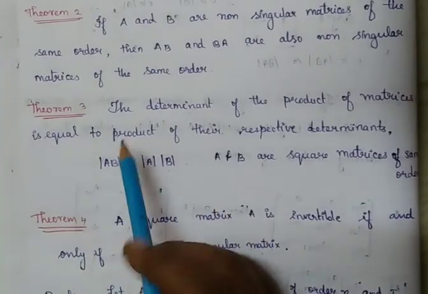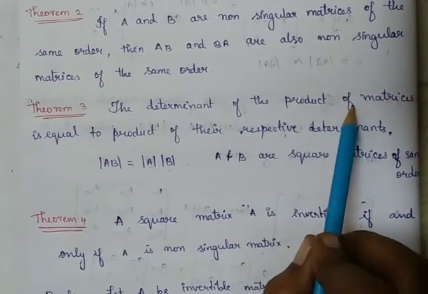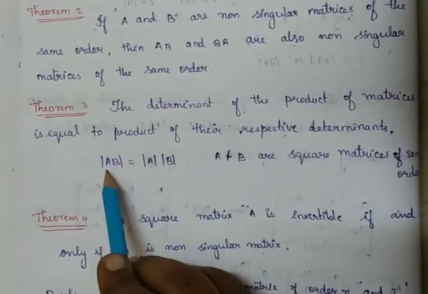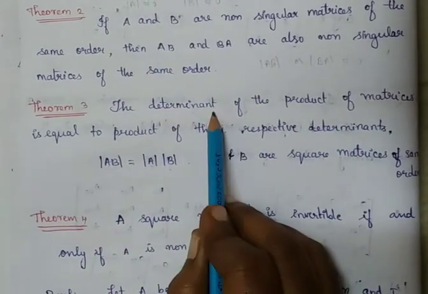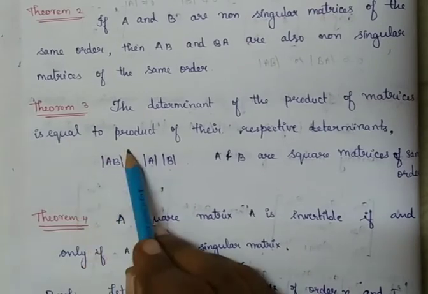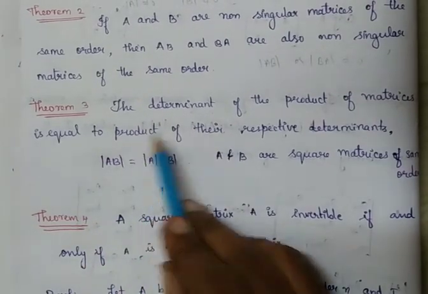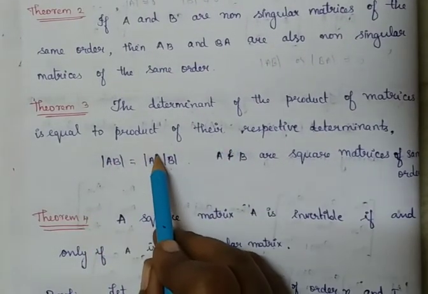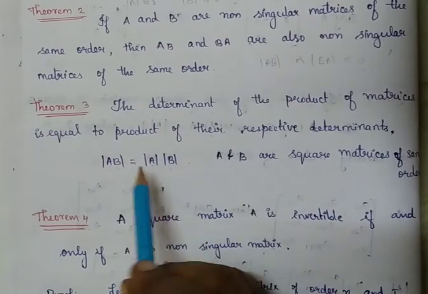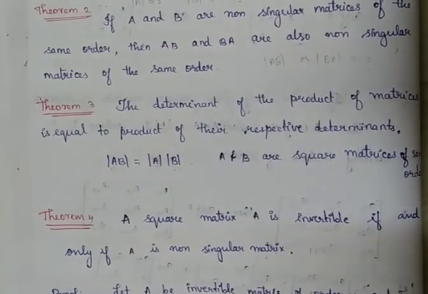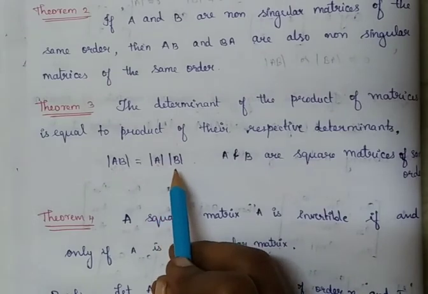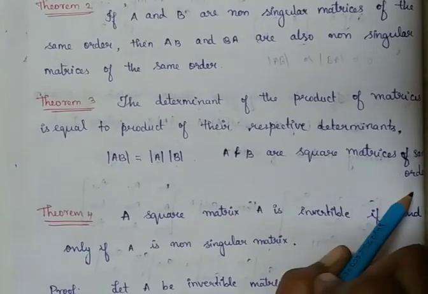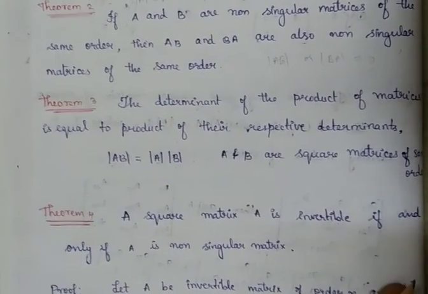Next, theorem 3. The determinant of the product of matrices. Product means A into B. For this, take the determinant. So the determinant of the product of the matrices is equal to the product of the respective determinants. Take the determinants and then multiply. So determinant of AB is equal to determinant of A into determinant of B, provided that A and B are square matrices of the same order. Next, theorem 4.